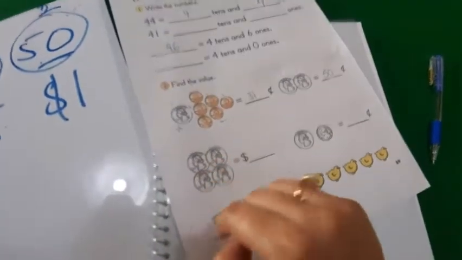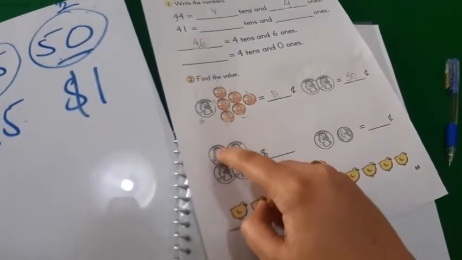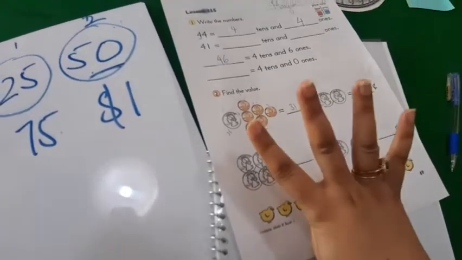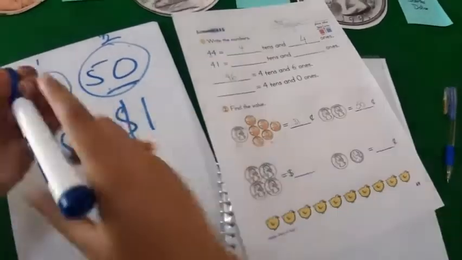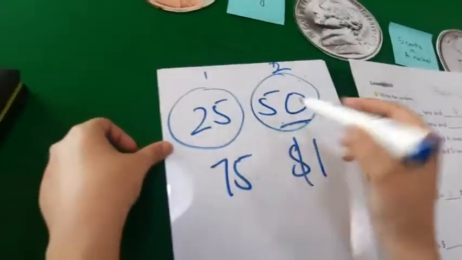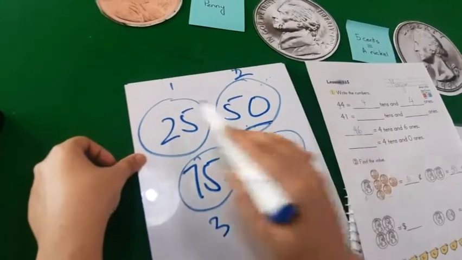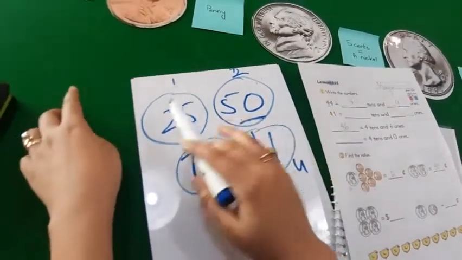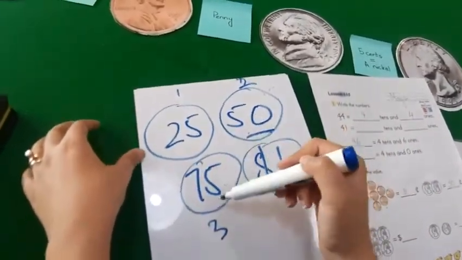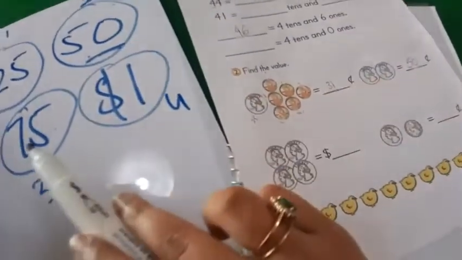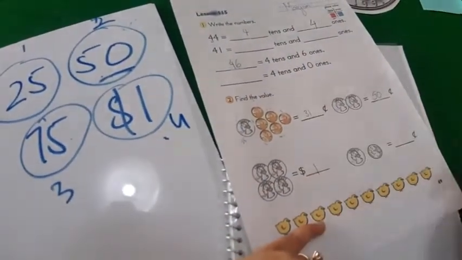Now let's look at this. How many are there? Let's count them first. 1, 2, 3, 4. How many quarter dollars do I have? 4. Now let's look here on the board again. How many are there? 1, 2, 3, 4. 25, 50, 75, $1. Now I also have 4 here and I have 4 there. So what's the last one? It's a dollar. So I'm going to write here 1.